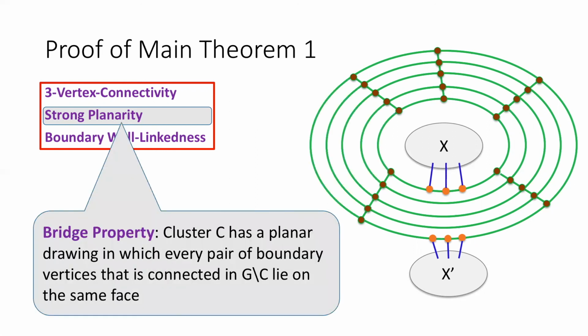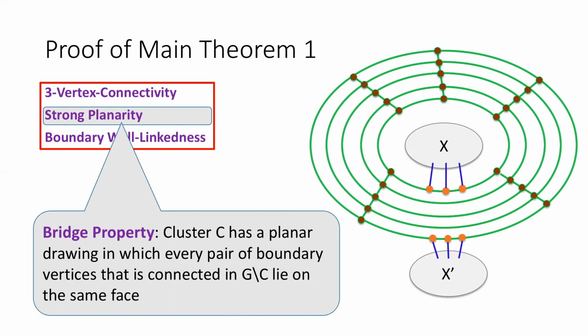So the way we get around this is that instead of ensuring the strong planarity, we use a weaker property called the bridge property, that only requires that the cluster has a planar drawing in which every pair of boundary vertices that is connected in G minus C lie on the same face.